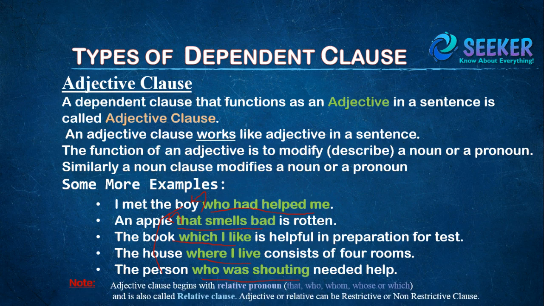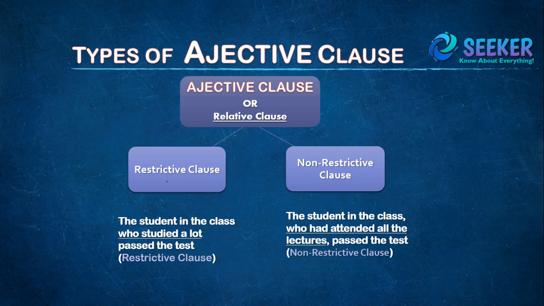Please note that an adjective clause begins with a relative pronoun: that, who, whom, whose, or which, and is also called a relative clause. Adjective or relative clauses can be restrictive or non-restrictive. A restrictive clause limits the meaning of the preceding noun or pronoun, while a non-restrictive clause tells us something about the preceding noun or pronoun, but it does not limit its meaning.